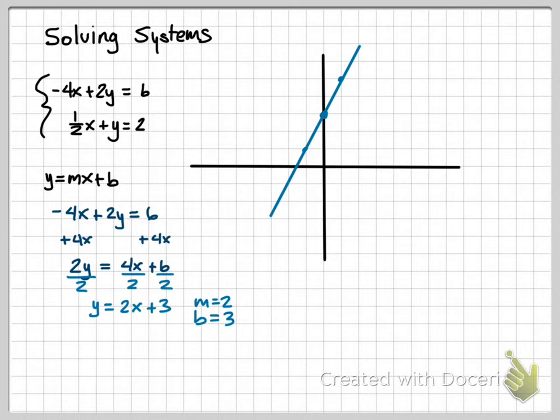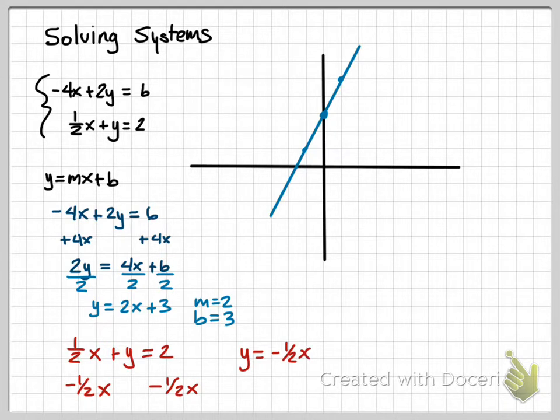Okay, so let's look at the other equation then. We have 1/2 x plus y equals 2. Just looking at it, this is probably going to be pretty easy because we don't have any number in front of our y, but let's try this out. All we have to do for this one is subtract our 1/2 x from both sides. So we're left with y equals negative 1/2 x plus 2.